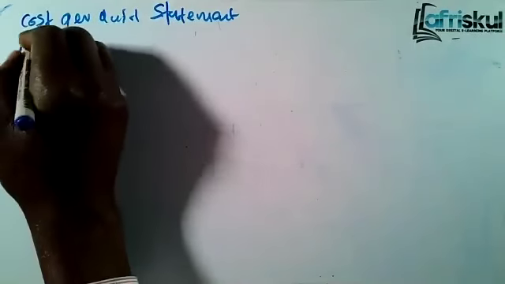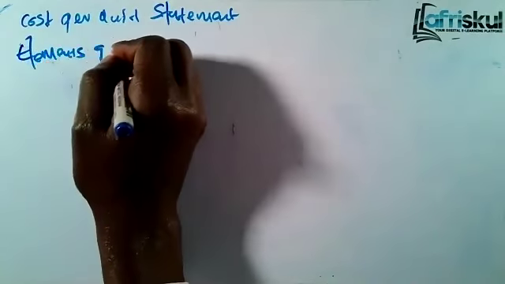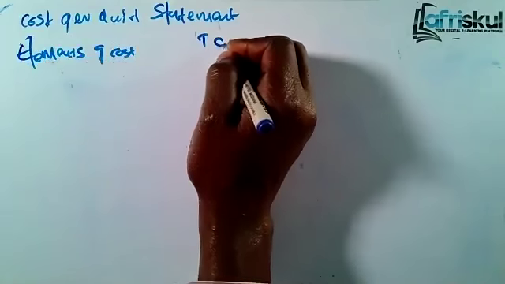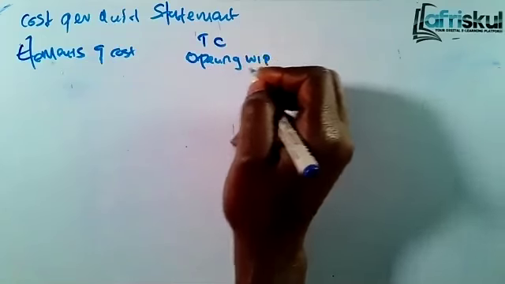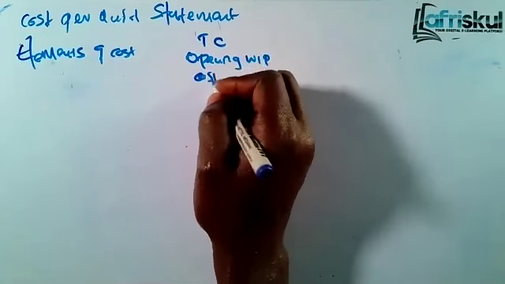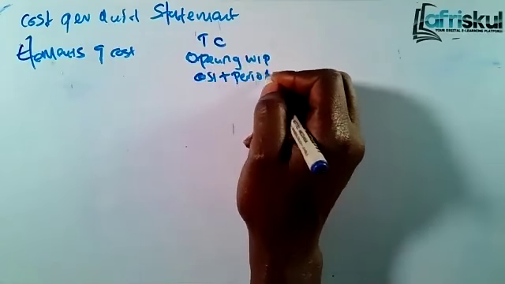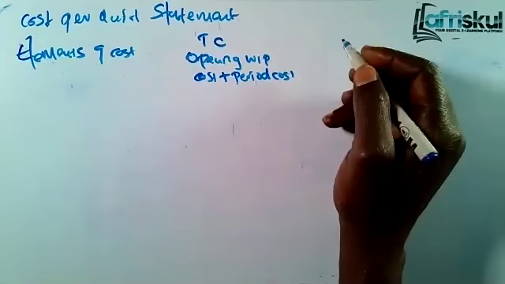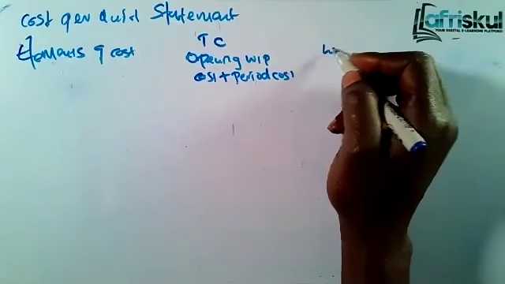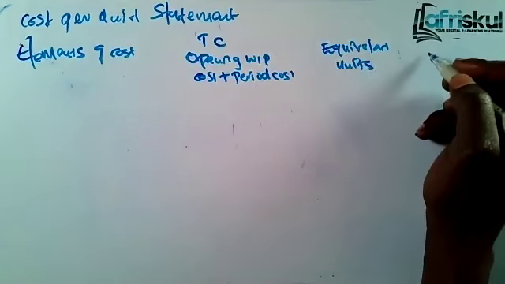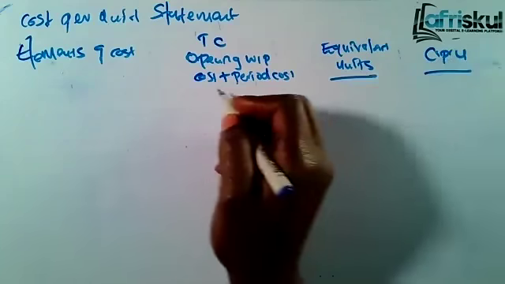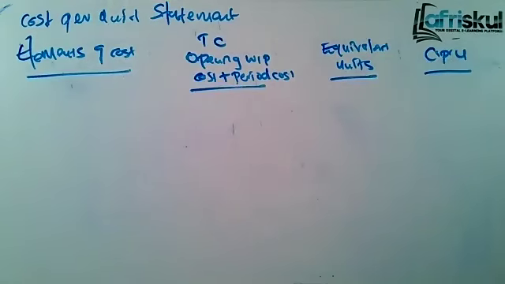Here we have elements of cost. Here we have total cost, which is opening WIP cost plus periodic cost. And then here we have equivalent units, and then here we have cost per unit. So we want to determine those elements of cost, the cost per unit of the finished product.